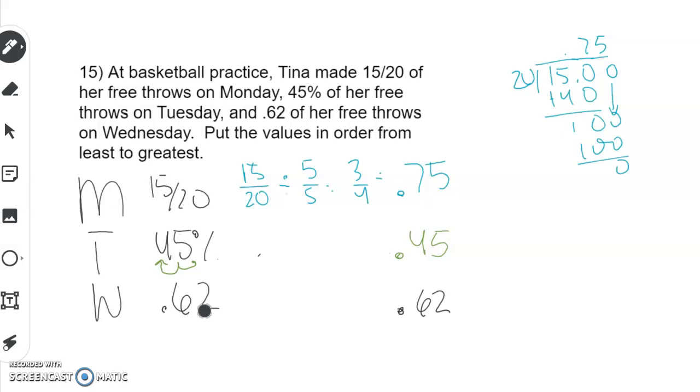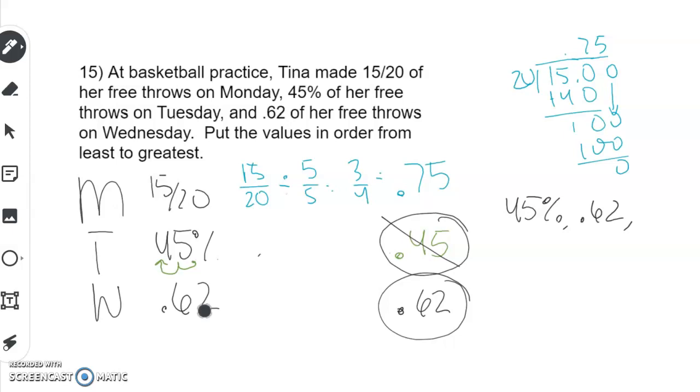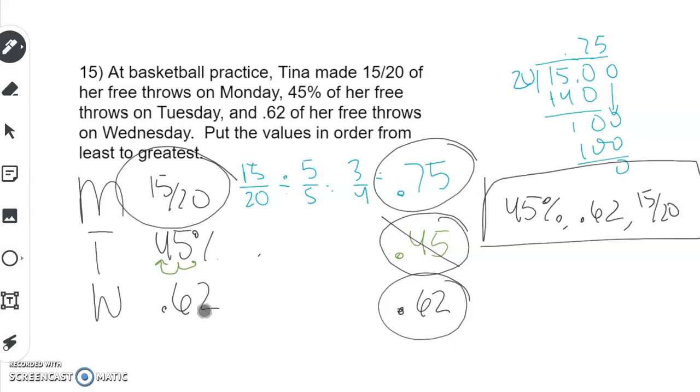They want us to put those in order from least to greatest. So our least value is going to be 0.45, which started as 45%. Let me go ahead and get rid of that decimal. I'm going to go with 45%. We want the original form. The next least value is going to be 0.62, which was 0.62 to start with, which means that the largest is going to be 0.75, which originally was 15/20ths. So those are organized from least to greatest.